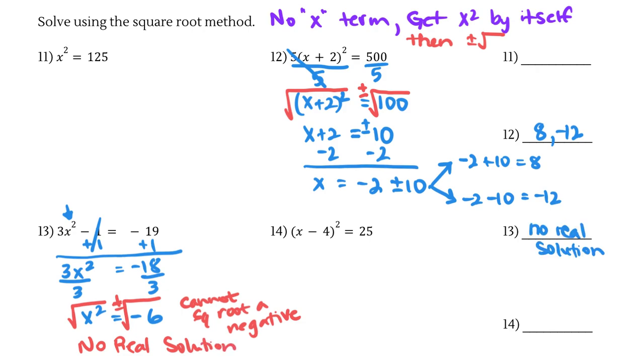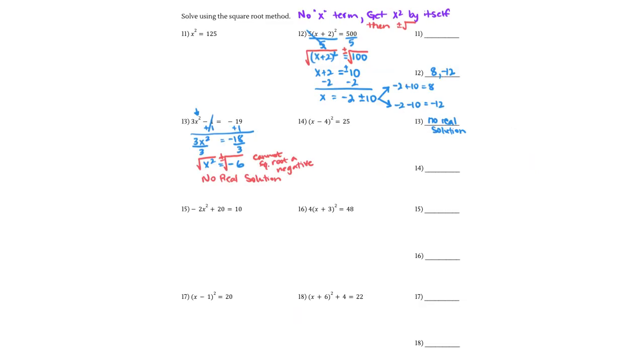That just means there's no number that we could plug in to our equation that would make this a true statement. So there's no real solution for this because we cannot square root a negative number. The process for all of these is the same. You want to get the x term, the x squared term by itself, and then square root both sides and simplify. You will have to do some simplifying of radicals like we practiced on the previous page.